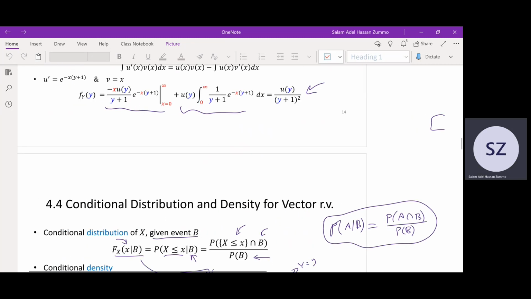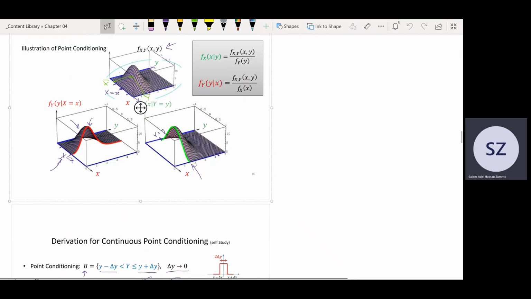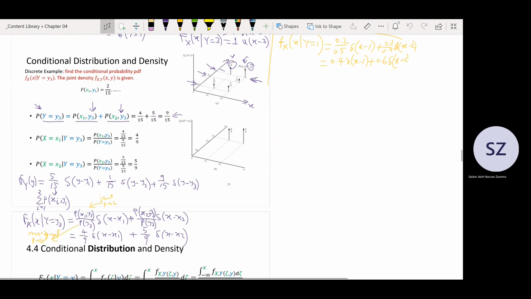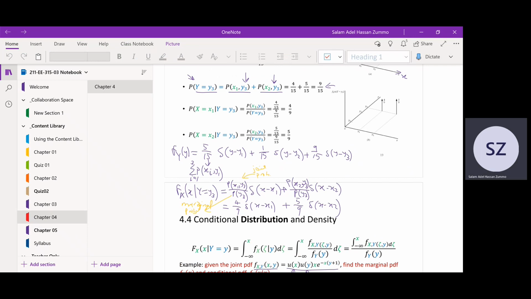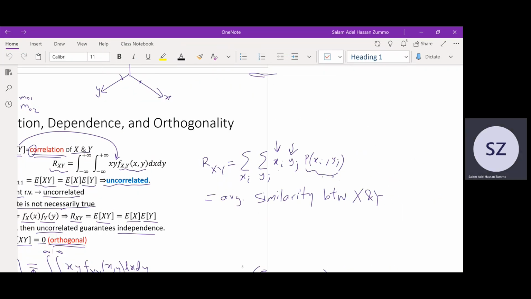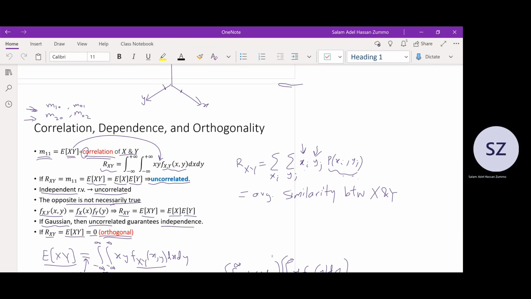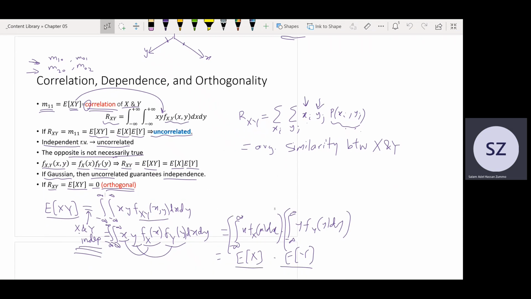So last time we started talking about a relationship between two random variables, and we defined what we call the correlation. The correlation was defined as the second moment, which is M11. So basically, it's the expected value of X multiplied by Y. We call this the correlation.